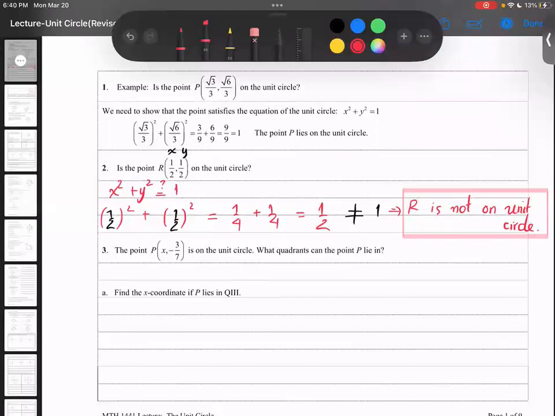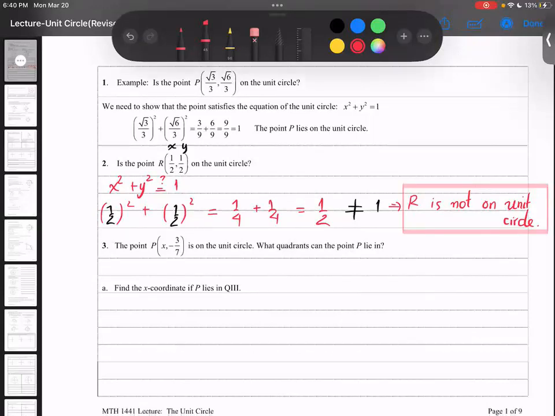Number 3, the point (x, negative 3/7) is on the unit circle. They let you know that (x, negative 3/7) is on the unit circle. What quadrant can the point P lie in? Again, we're going to use the equation of the unit circle. So we have x squared plus y squared. Y squared in this case is negative 3/7 squared. It is on the unit circle, so it's equal to 1. So this implies x squared plus 9/49 is equal to 1.